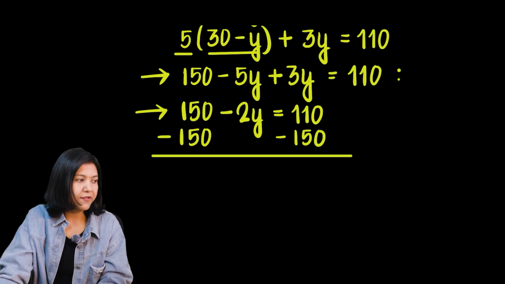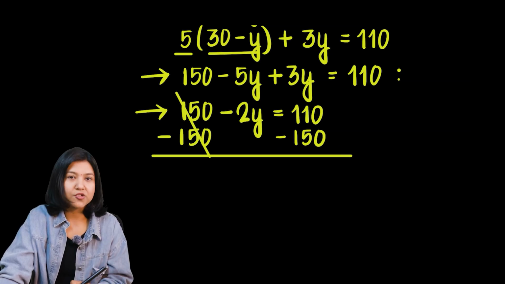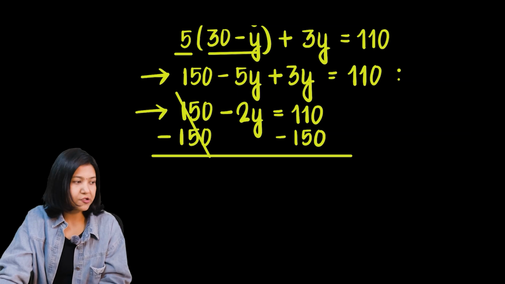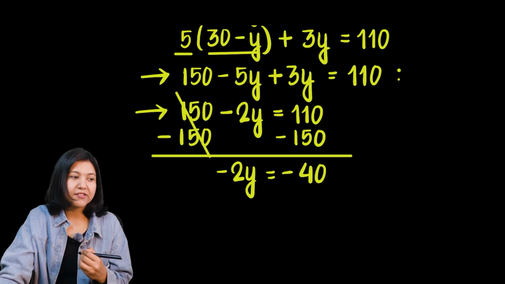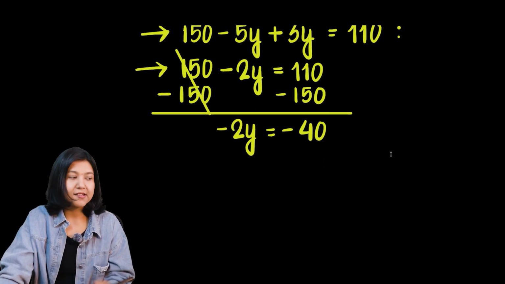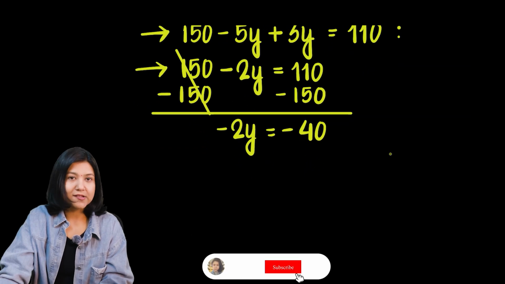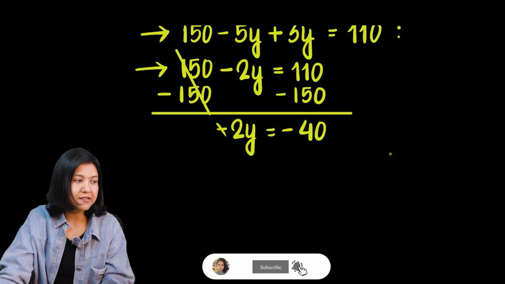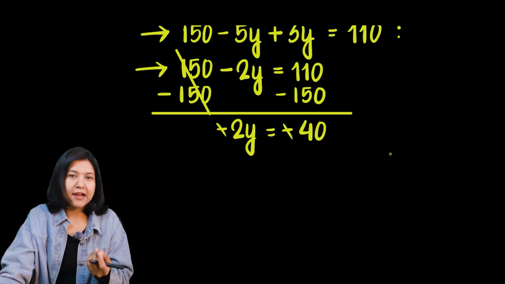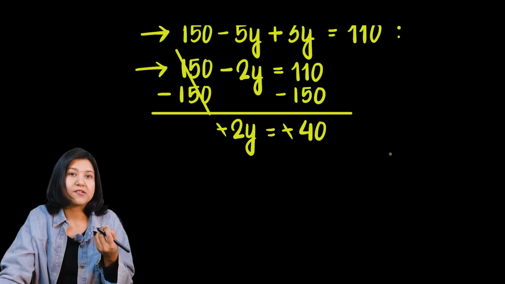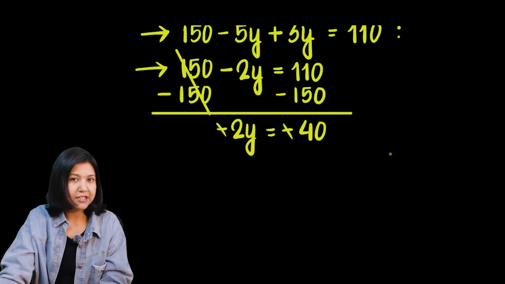If you do that, 150 minus 150 is 0, so you just have that term gone. Minus 2y remains as it is, and 110 minus 150 is minus 40. And now you clearly see you have that negative term on both sides. When you see minus on both sides, you can easily cancel them. Why? Because it's the same. You're comparing the terms alone, and that minus is present on both sides. You can just get rid of it because you just want to deal with this value. Now 2 times y is 40.